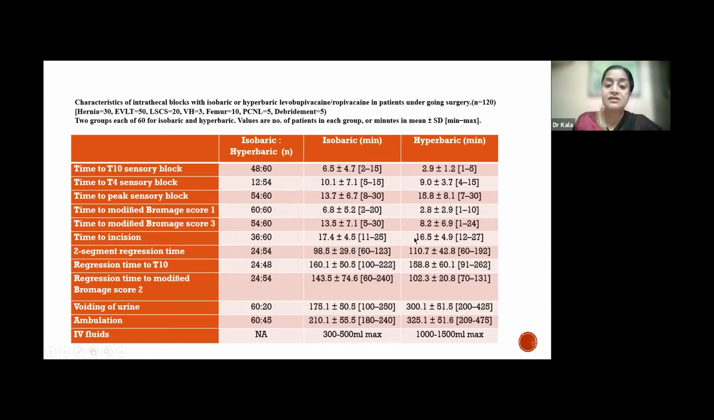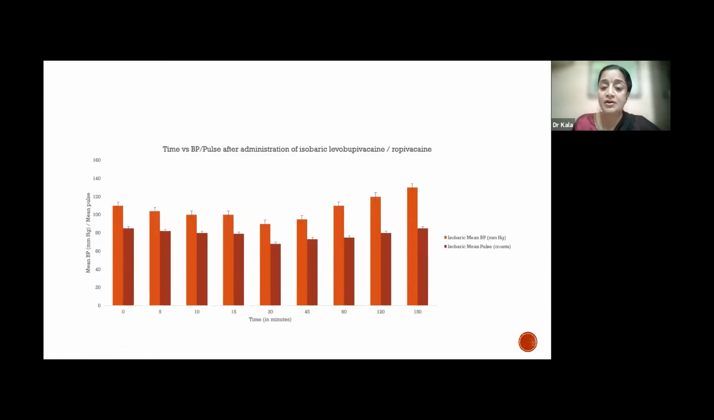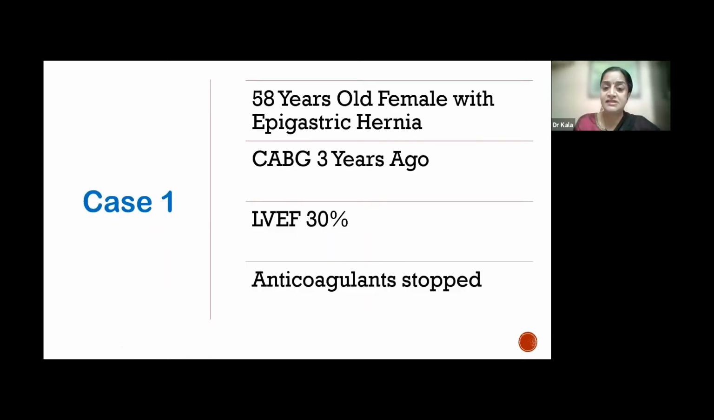Okay. The intraoperative parameters, the blood pressure and the pulse, after administration of isobaric levobupivacaine and ropivacaine, were maintained throughout up to 3 hours or the time to regression. And a few cases which I have done, I'll explain.